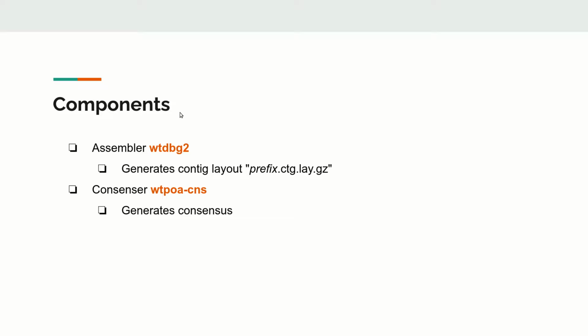This tool has two components. The first one is the assembler, which is the command WTDBG2. Basically this will take the reads, try to find the overlaps, and generate a contig layout in the form of a ctg.lay.gz contig layout file. This file is then input to the next command, which is the consensus module, which will generate the consensus from this contig layout. So there are two steps in this process.